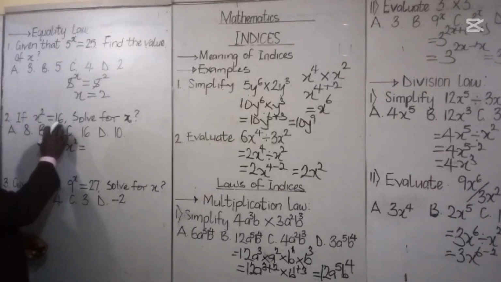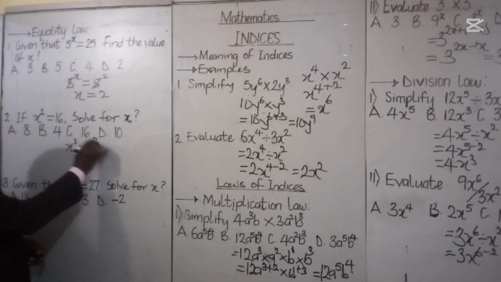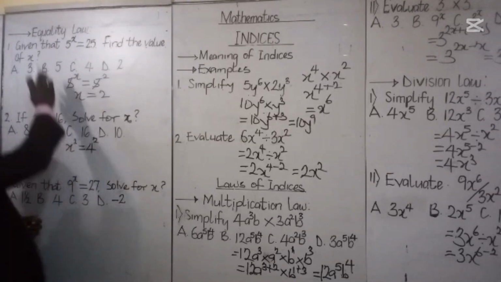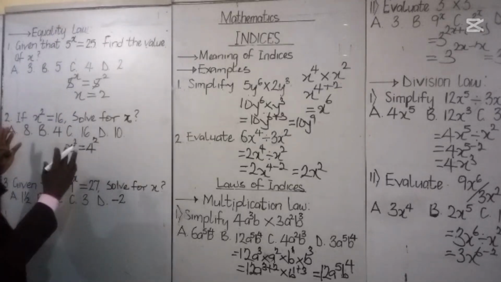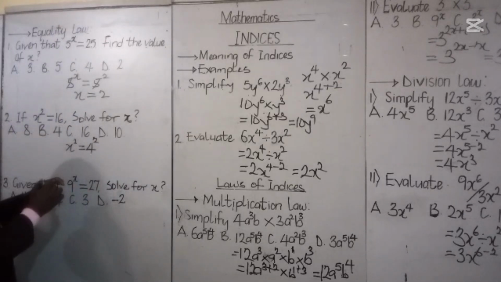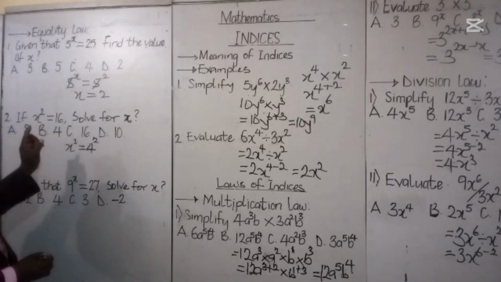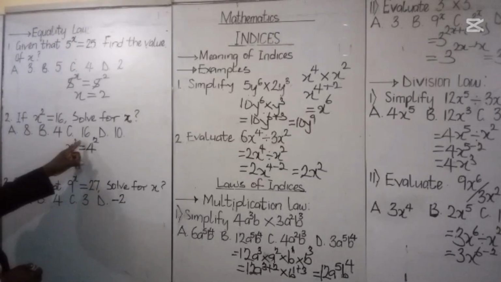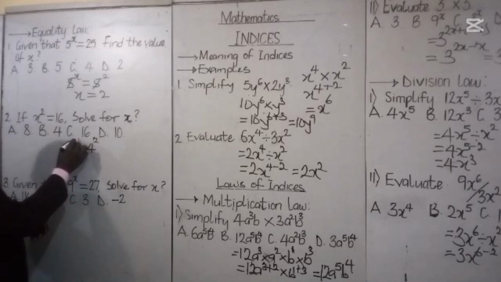16 can be changed to 4 raised to power 2. The reason is because 4 times 4 is 16. And apply the concept of equality law that says when two terms are connected by equality sign, the power or base that is so formed can cancel out each other. Look at this power here and here. The power that is formed can cancel out each other.